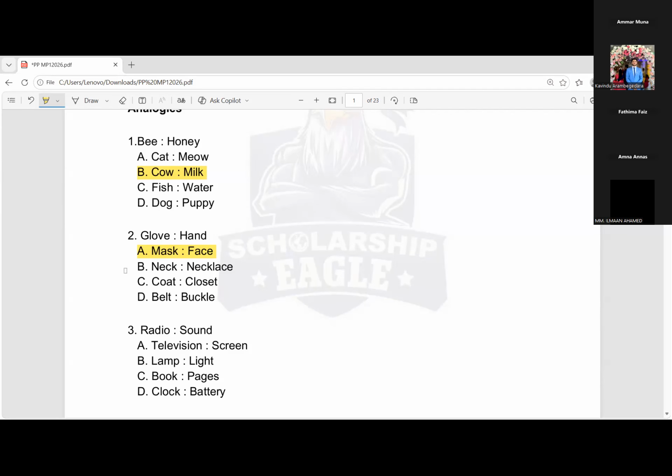Third one. Okay. Radio produces sound. So lamp produces light. So here, simple and easy, the answer is B.